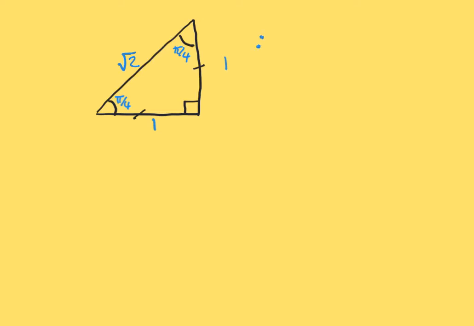So therefore, we see that the tangent of pi over 4, which is the opposite over the adjacent, is going to be equal to 1. And similarly, the sine of pi over 4 is the opposite over the hypotenuse, so it's 1 over root 2, etc. So if you're unsure about the trig values of angles like pi over 4, you just need to draw this triangle and you can just read it off.